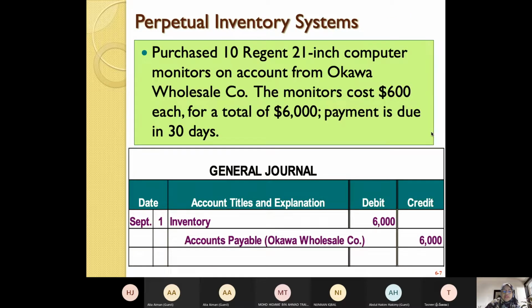So for example here, when you purchase 10 computers from Okawa Wholesale, it costs you $600 each. You purchase 10 units, so the total is 6,000. Payment is due in 30 days. When you say that payment is due in 30 days, you know that it's on accounts payable. So you're going to debit your inventory and credit your accounts payable.